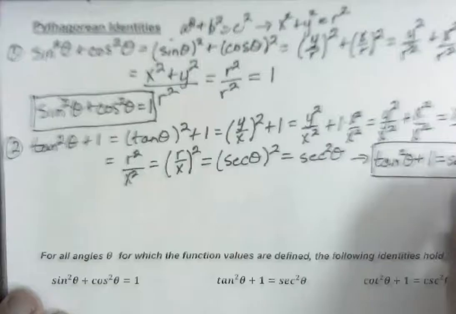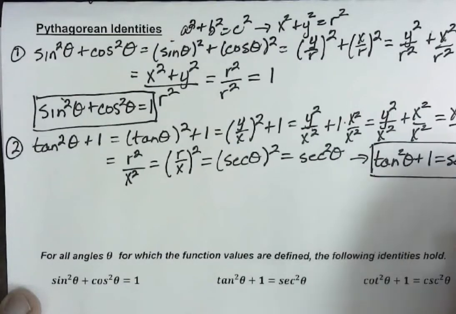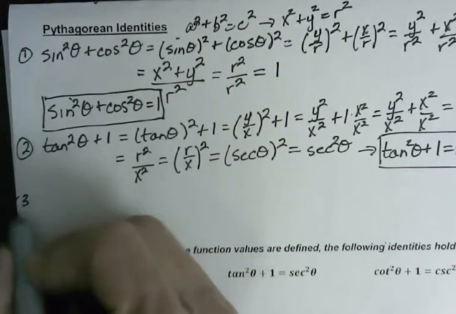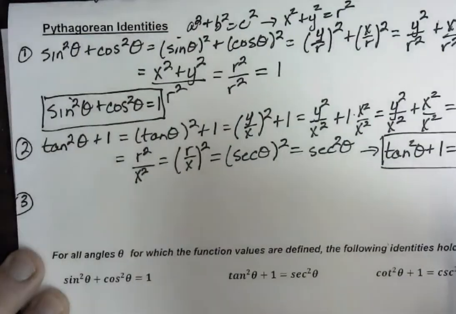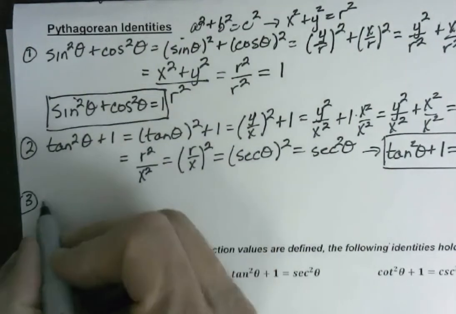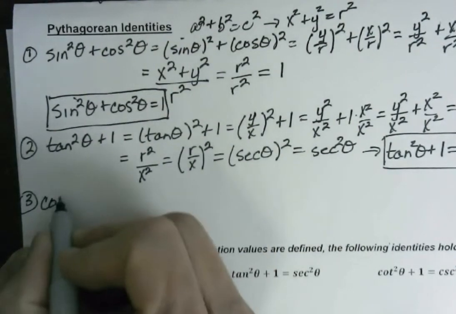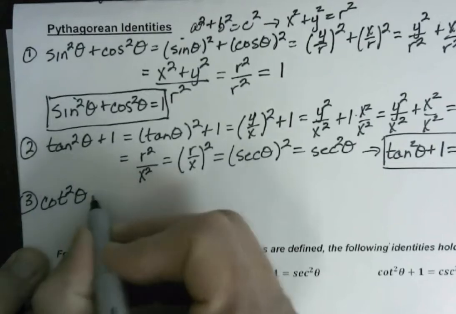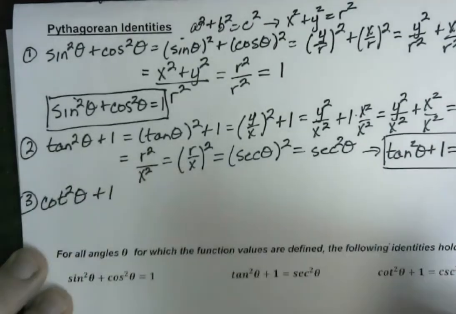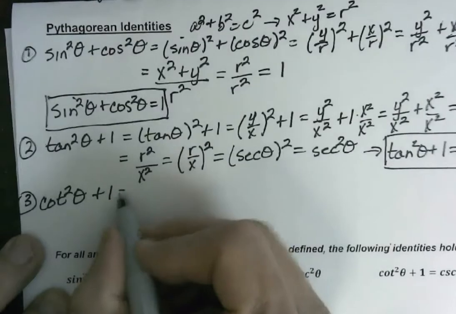And again, an identity means that it's true no matter what the angle is. So no matter what theta is, this is always going to be true. Then the last one we're going to look at actually looks a lot like this one, only instead of tangent squared here we have cotangent squared. So we have cotangent squared plus 1.